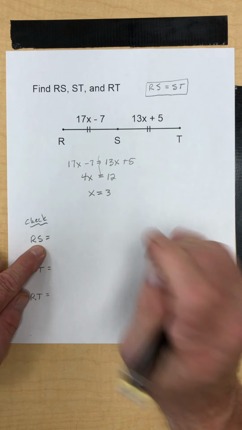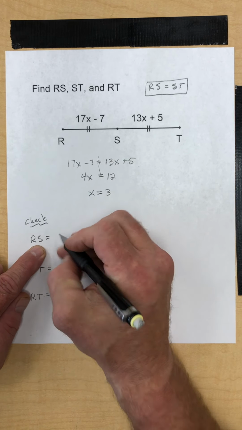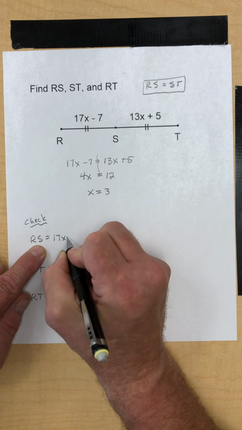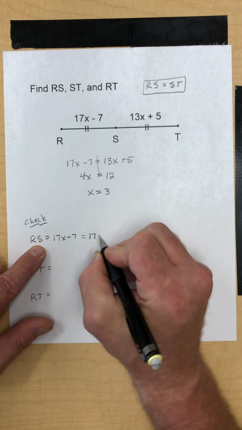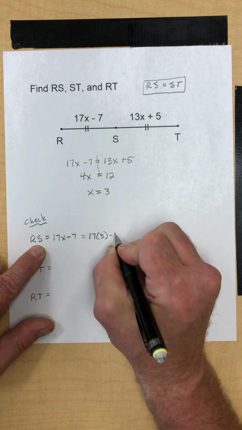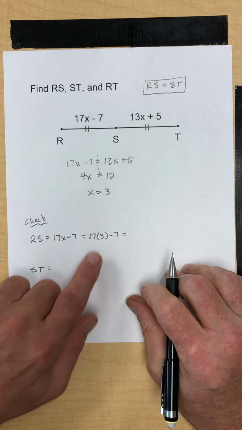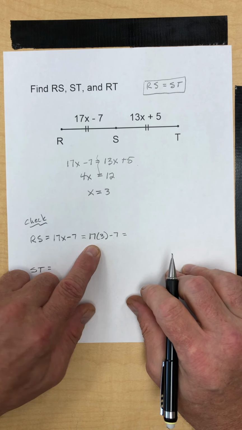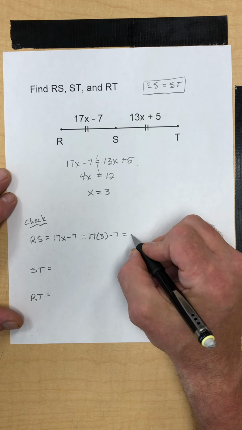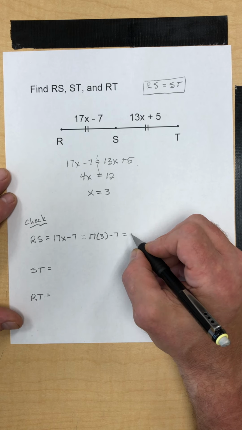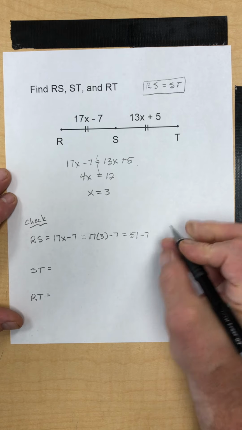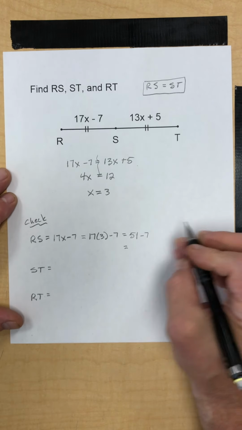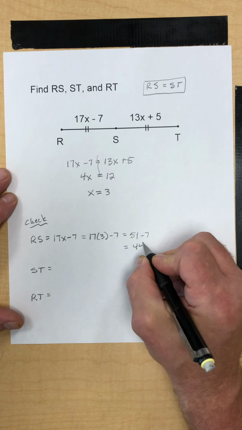Okay, so let's see. RS is 17x minus 7. I substitute the 3 in there. So I get 17 times 3 minus 7. And let's see, that would be 41 minus 7? No, 51, I'm sorry, 51 minus 7. So that ends up giving us 44.